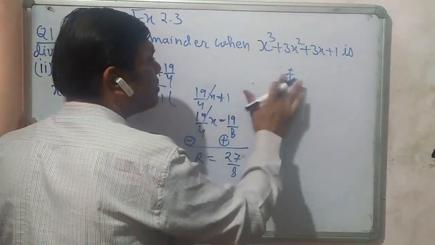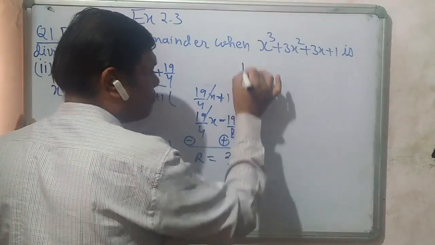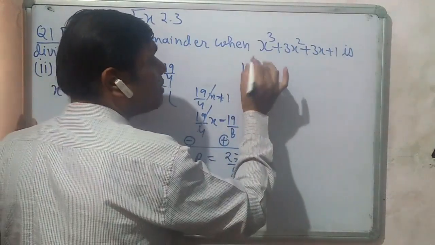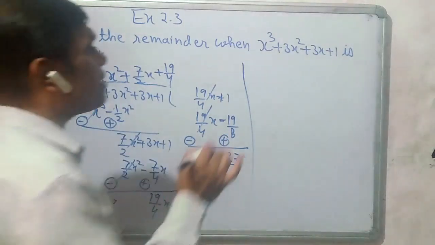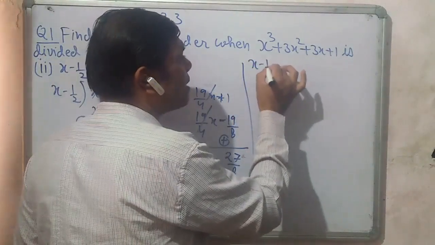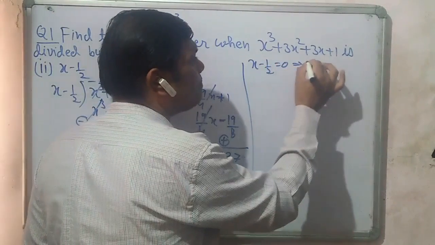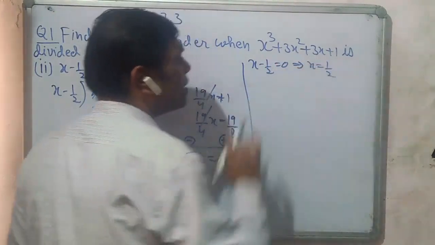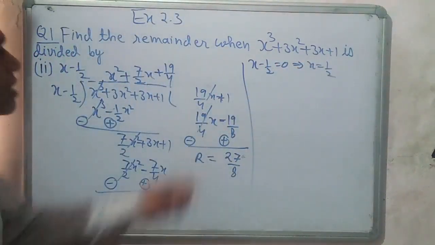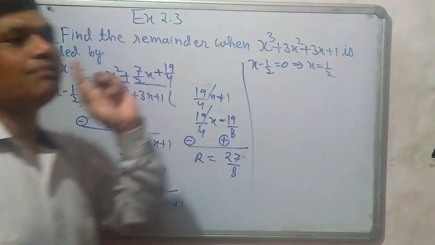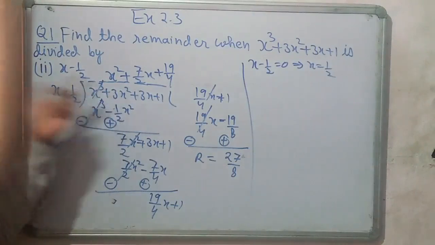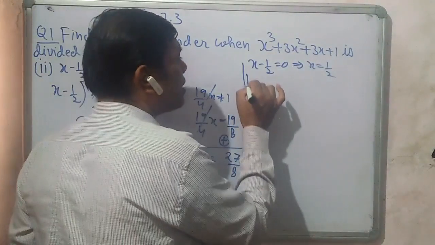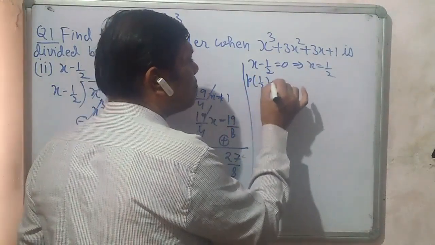This was a rough work. Let me wipe it off. What was our divisor? The divisor, that is g(x), is x minus half. So we put x minus half equals 0, which implies the x value comes to be 1 by 2. The zero of the divisor is 1 by 2. Right? We have to put this zero in the polynomial. So we are going to find directly p(1 by 2).